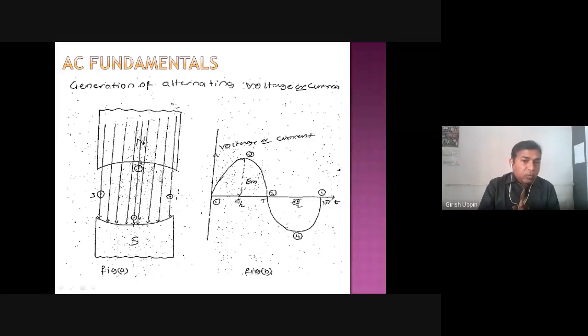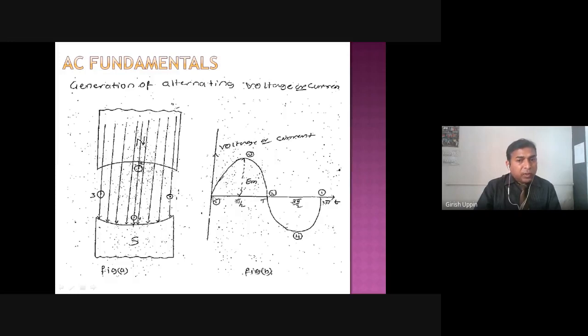So from position 1 to 2, it will gradually increase. Here it is zero flux cut, and it will start increasing gradually. The flux cut by the conductor increases gradually, and at position number 2 becomes maximum. So from position 1 to position 2, the flux linkage will constantly increase. The EMF induced in the conductor will also increase. That is how we get these values.